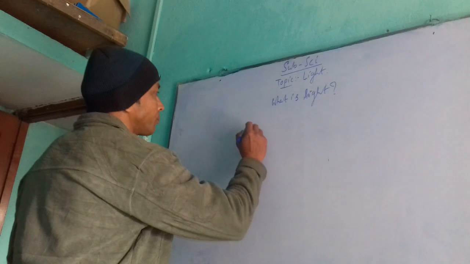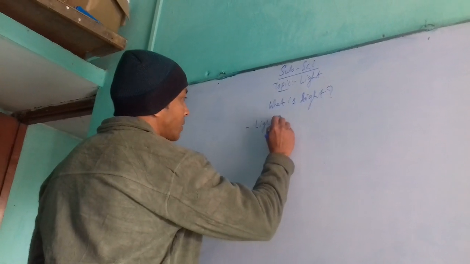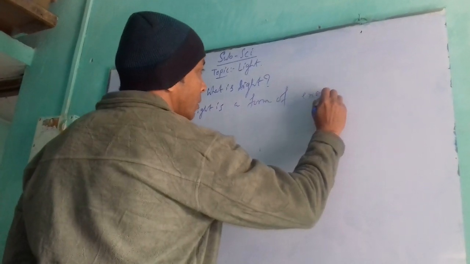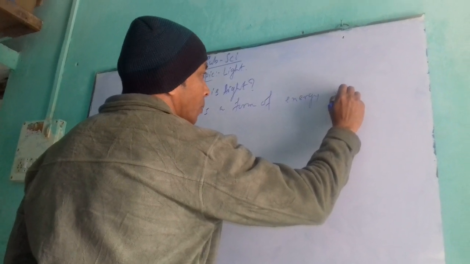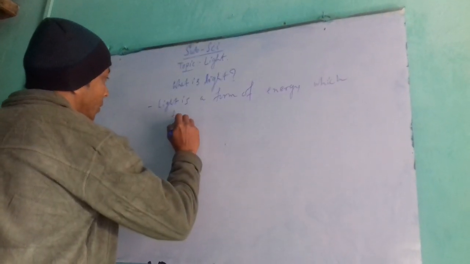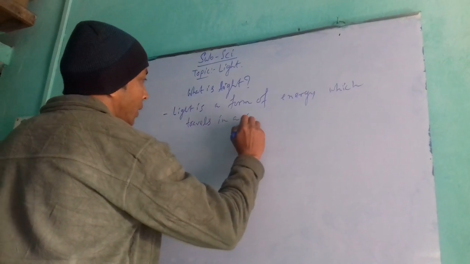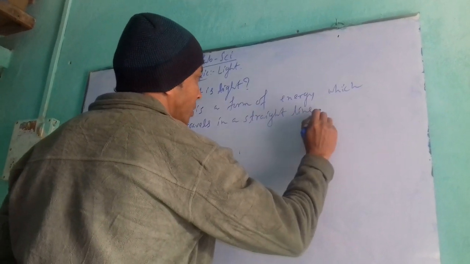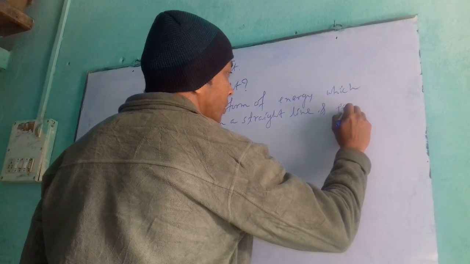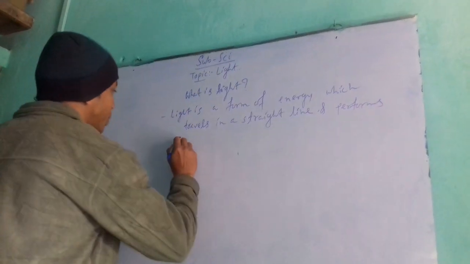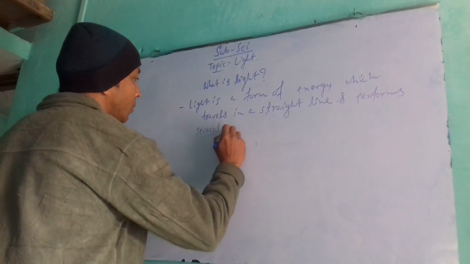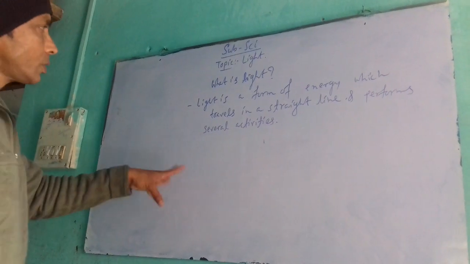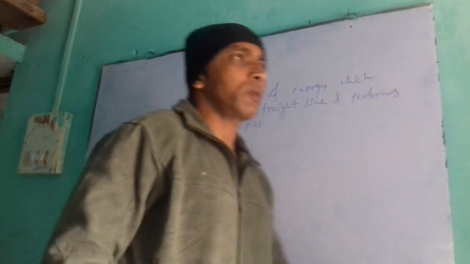So now what is light? Light is a form of energy which travels in a straight line and performs several works, several activities. Right? Now, there are several sources of light on the surface of the earth.